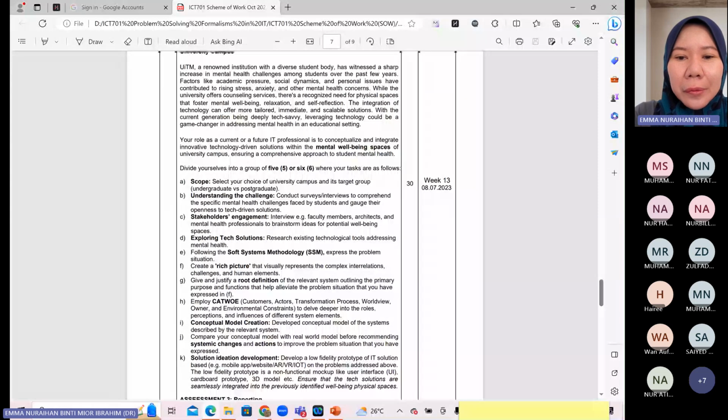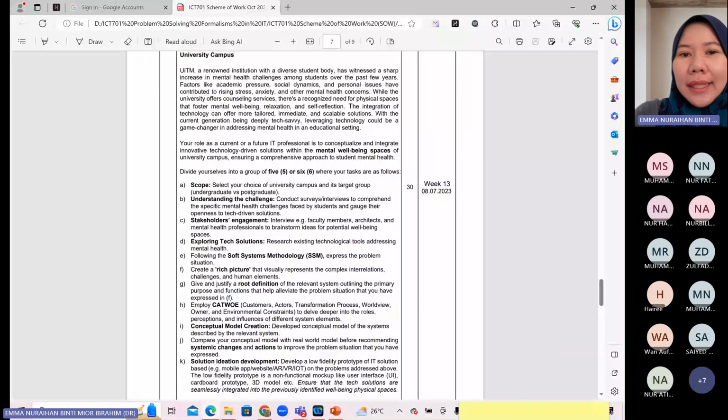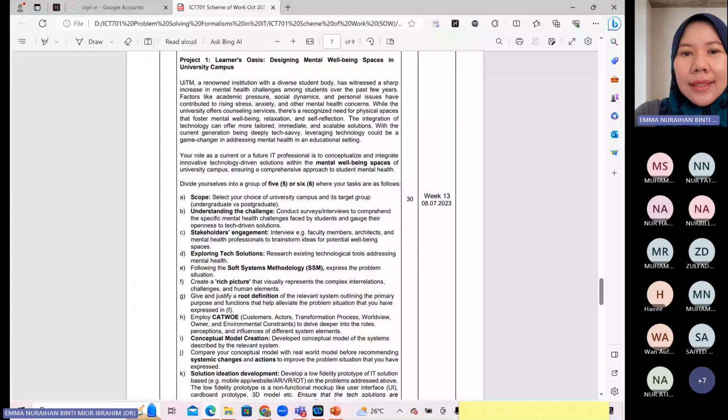So later on I will discuss more detail about this project. If you look here, the first project addresses Learners' Oasis, designing mental well-being spaces in university campus. So the solution can be technological-based or non-technological-based. We want to see these 2 different types of solution approaches to this problem, how you're going to rectify it as a technologist, as a designer. How do you propose, what are the strategies based on these issues? So you're going to do a low fidelity prototype on the solution.